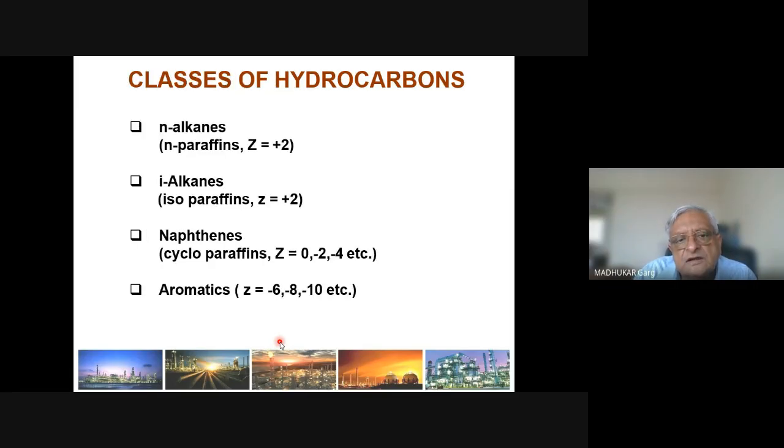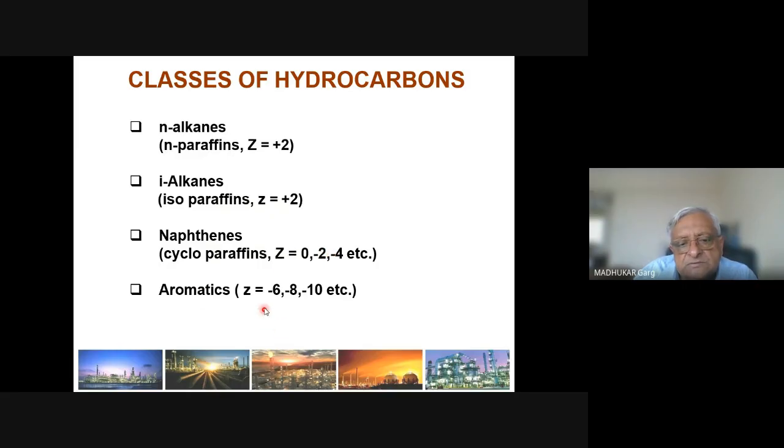All these hydrocarbons are present in crude oil, like normal alkanes, normal paraffins with Z as plus 2, and isoalkanes, which is nothing but isoparaffins, which are branched chain paraffins, like isobutane or isopentane, etc. This is Z, the same value of Z. Naphthenes are cycloparaffins like cyclopentane, cyclohexane, methyl cyclohexane, things like that. There Z can be 0, or it can be -2 if two naphthene rings are fused together. We'll talk about that in more detail later on.